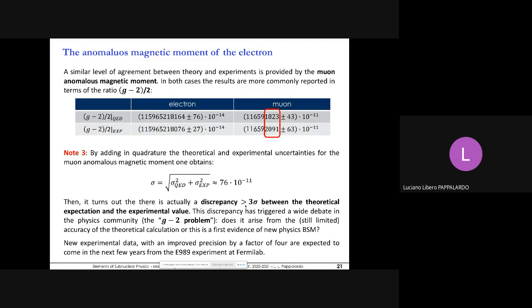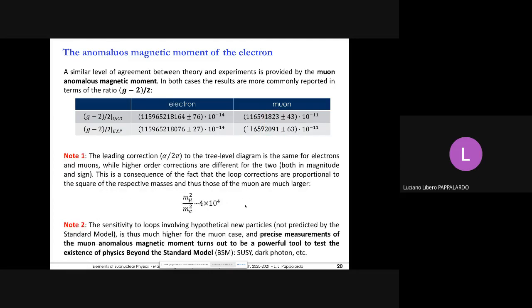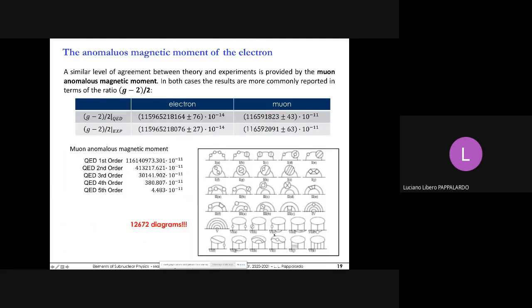So you want to add more and more diagrams in your calculation. So you go even beyond the fifth order. Or it could be indeed the evidence of some new physics that you cannot explain with your QED calculations. And where is this new physics possibly hidden? Well, because you have here many loops, okay?